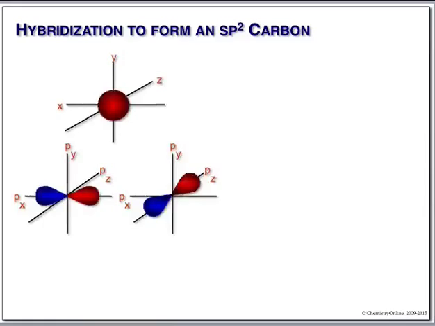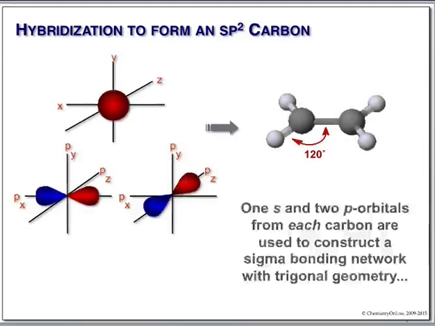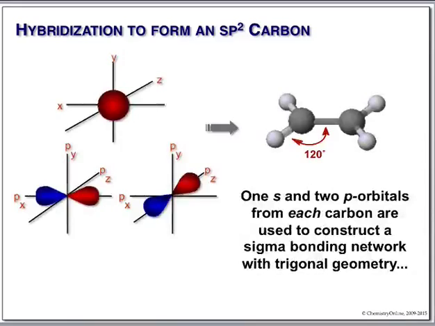We know if we're going to form three bonds, we need three orbitals. So we'll start off with what's known as our sigma network. These are the covalent bonds holding the atoms together. We have three covalent bonds holding them together. Therefore, we need three orbitals. One s, and we're going to use two of the p's. When we do this, we form a trigonal network, 120-degree bond angles, and planar. Any questions?